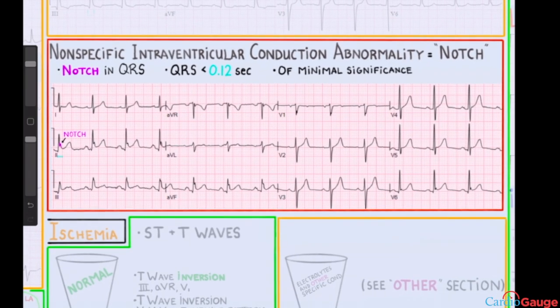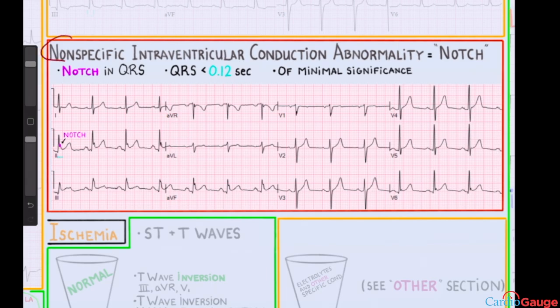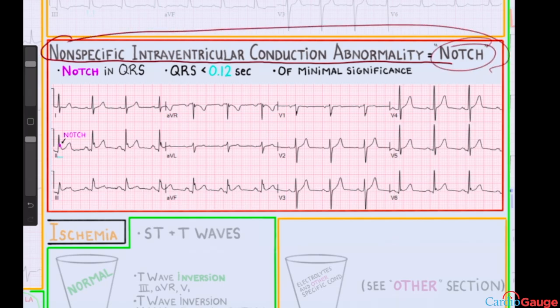Now I'm going to go over a little nugget. It's here in the bundle branch block section. It's a non-specific intraventricular conduction abnormality, or notch in the QRS. This isn't really important clinically, but it comes up pretty frequently when I'm reading ECGs with students and residents.